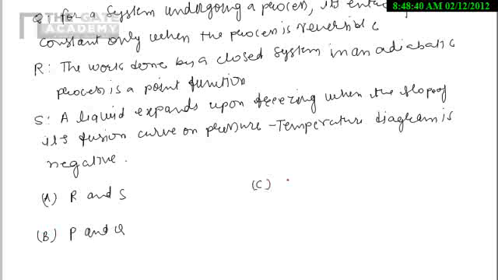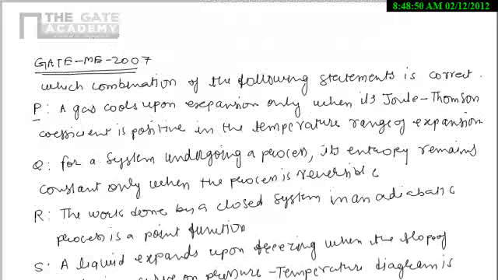Option C, that is Q, R and S. Option D, that is P, Q and R. Now if you see the first statement, which is saying the gas cools upon expansion only when its Joule Thomson coefficient is positive. We know if the Joule Thomson coefficient is positive, it is in the cooling region. So this statement is true.